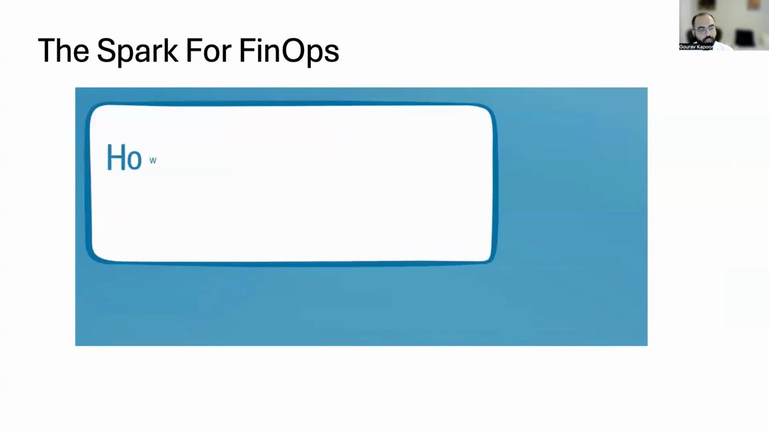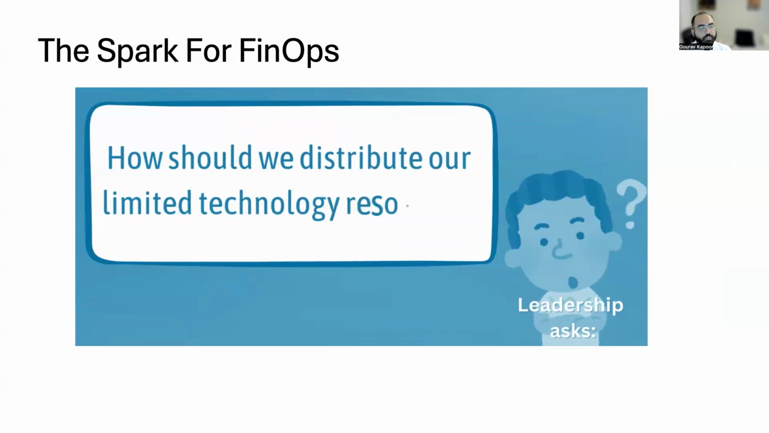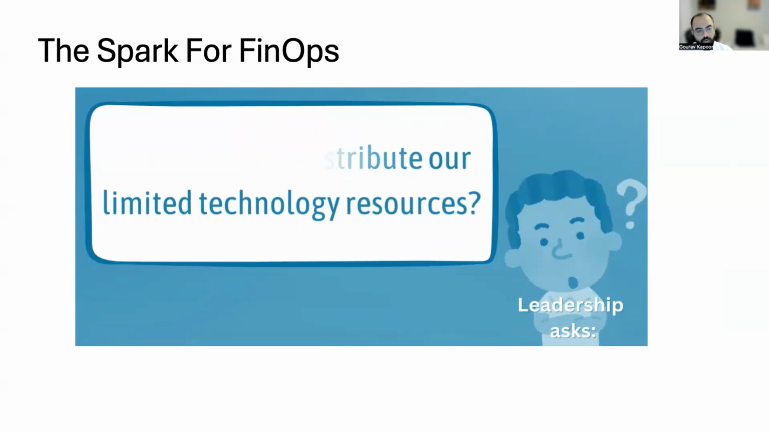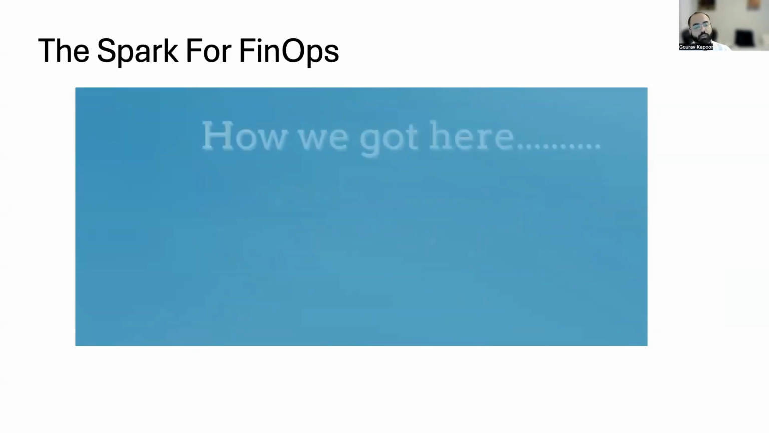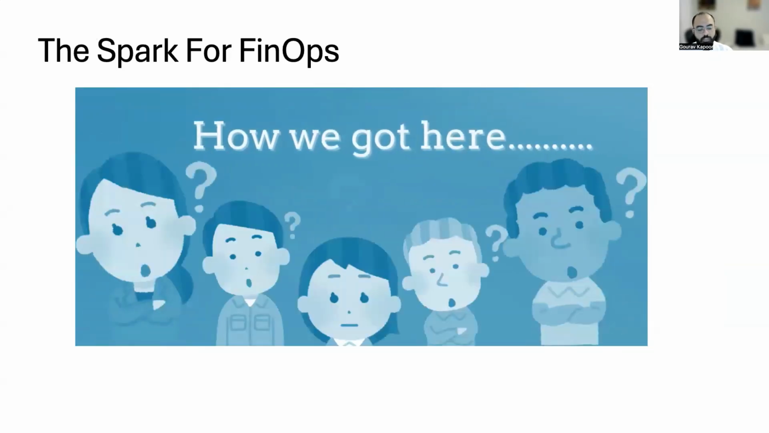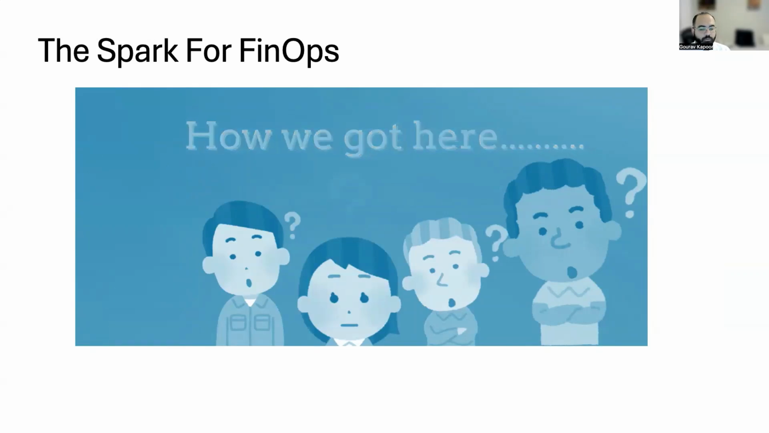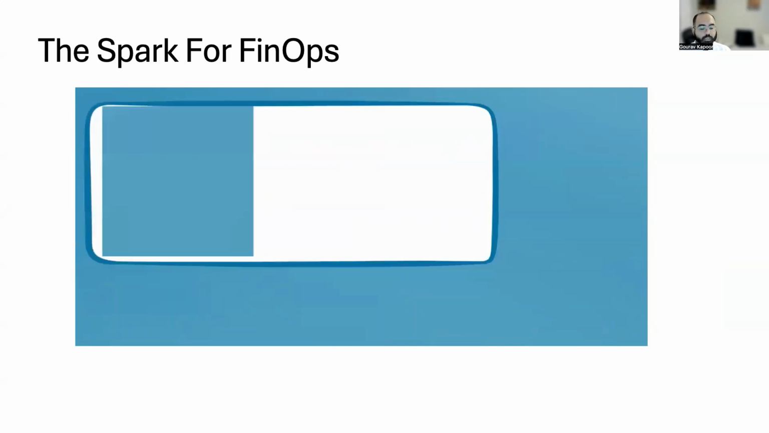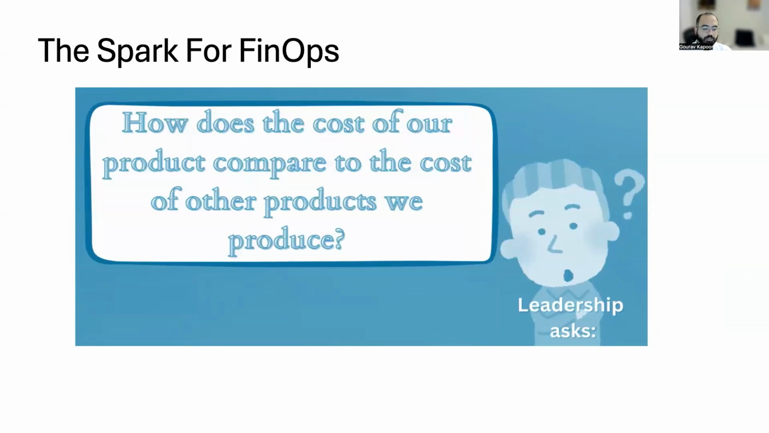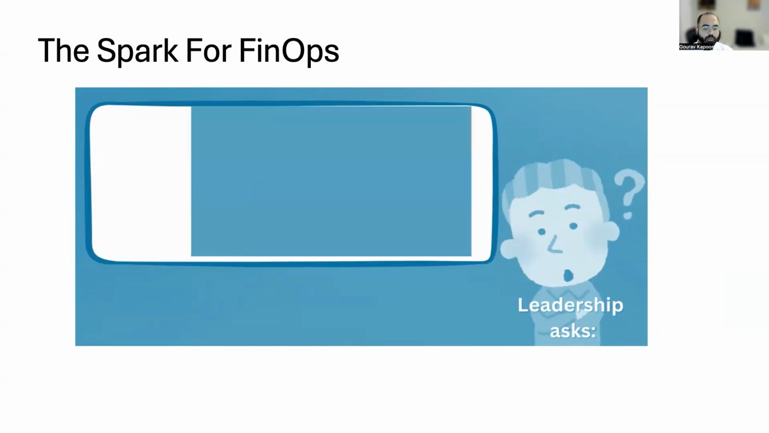So as you can see, some of the questions here are like, how should we be distributing our limited technology resources across the board, right? Can we forecast based on unit metrics and sales targets? How can we improve the accuracy of our forecast, right? So these are some of the things which are tied to those trigger points I just talked about, right? But these are usually the independent questions asked by different leadership teams or different executive people across the board.